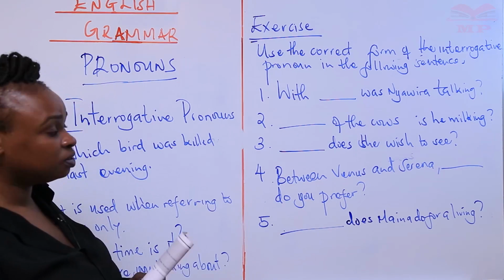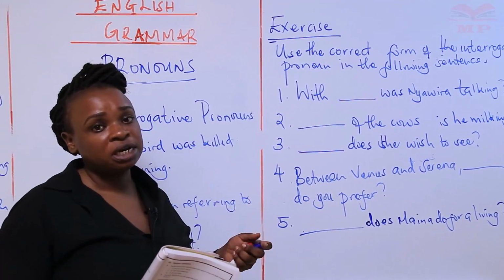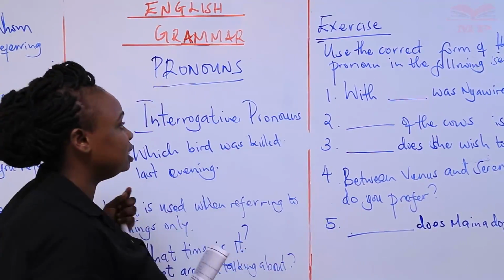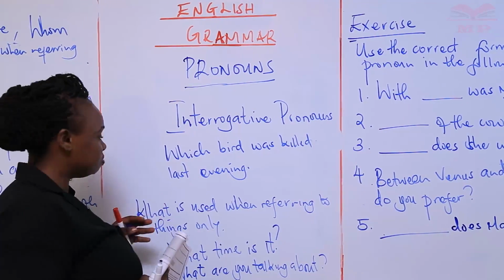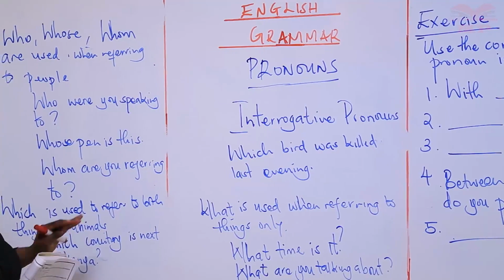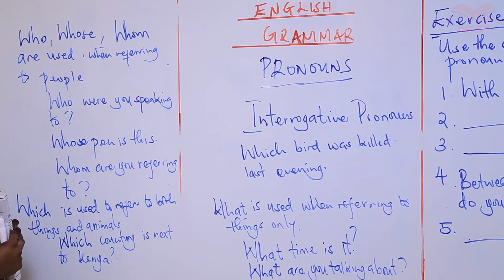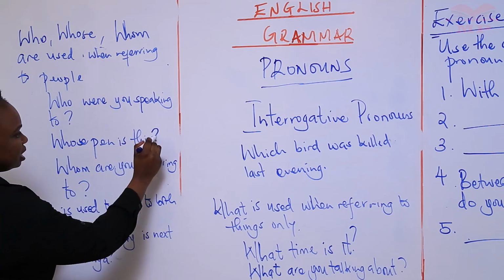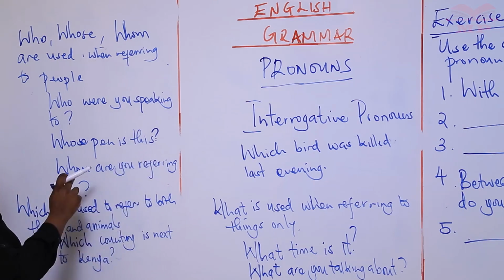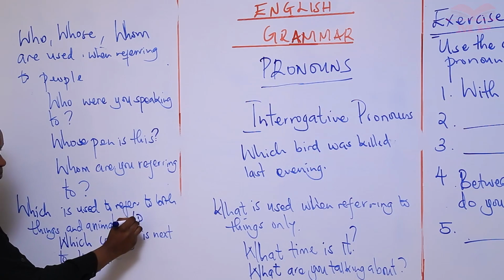So as an overview of the lesson, we introduced interrogative pronouns as pronouns that are normally used to ask questions, and we said that there are 5 types. We've talked about who, whose, whom, which, and what. Who, whose, and whom are normally used when referring to people. Who are you speaking to? Whose pen is this? And whom are you referring to? Then which is normally used with both things and animals. And sometimes, let me just add, people.